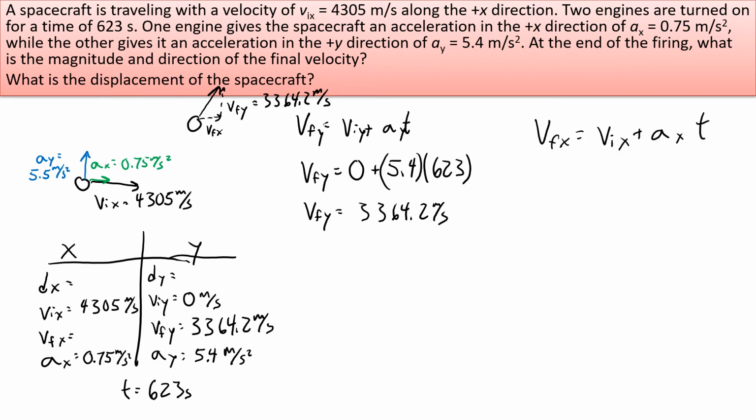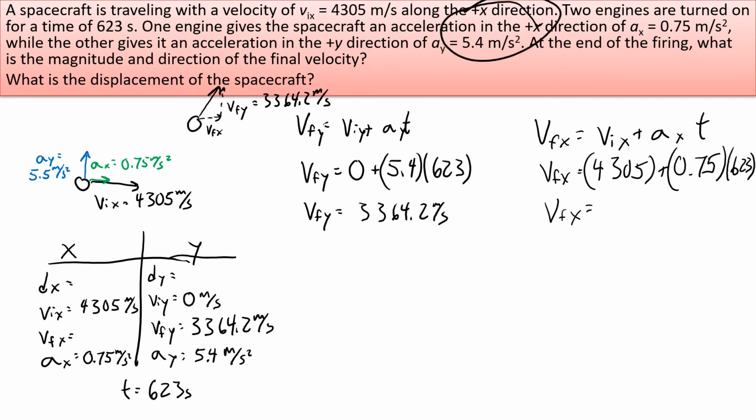Now this is the first time that we're seeing an acceleration in both directions. Remember, VFX is equal to 4,305, that's what they gave you in the problem, plus they're saying in the x direction it's only 0.75 meters per second squared times 623 seconds. So that's that. If you're wondering again, why was the VIY 0? It's because it's saying it's traveling with a velocity of this in the x direction, along the x direction. And it doesn't say anything about the y direction. So that's why this was 0. And this initial velocity is what was given.